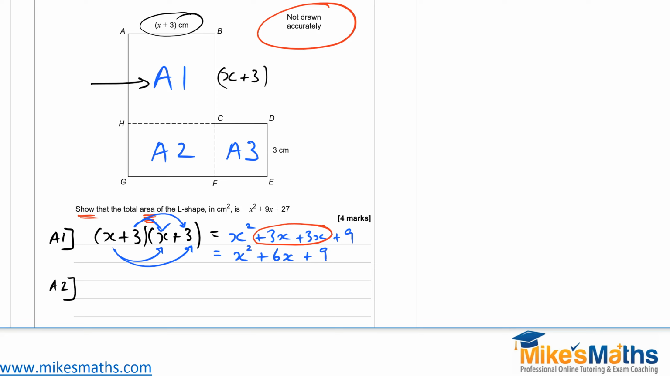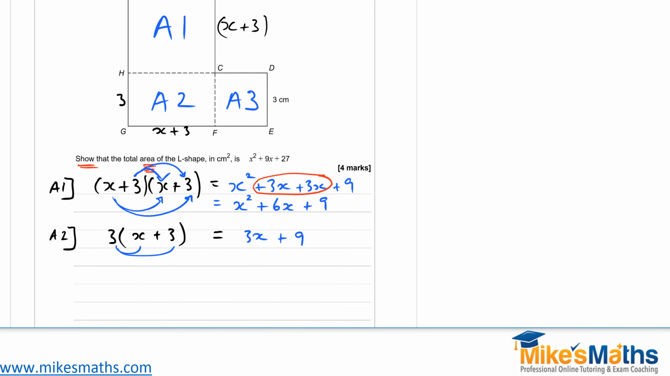Area 2 now, so we're concentrating on this. Well, area 2 is a rectangle. That's length times width. To work out the area, we know that this bit is 3, and we know that the length is x plus 3, don't we? So the area is 3 times x plus 3, that's the length times the width. If we expand the bracket again, 3 times x is 3x, 3 times 3 is plus 9.